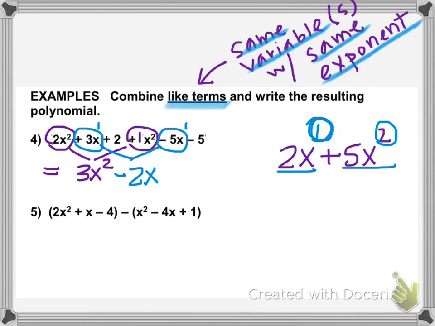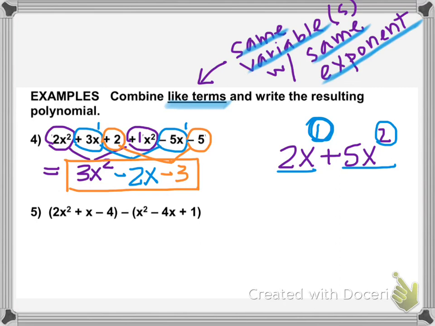The terms that we have left are this positive 2, which is just a constant, and this negative 5, which is just a constant. Constants are always like terms, especially if they don't have variables, so we can combine those to make negative 3. So this 3x squared minus 2x minus 3 is the simplified version of that 6-term polynomial. Okay? Let's look at example 5.